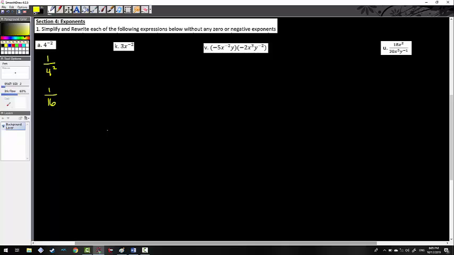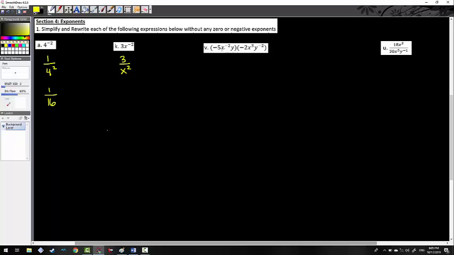This problem here, remember, exponents only affect the thing that they're touching, which means the negative 2 is touching the x, meaning that is going to be the only thing that moves to the bottom with a positive exponent, and then it'll just stay there. There's nothing else I can do to that.